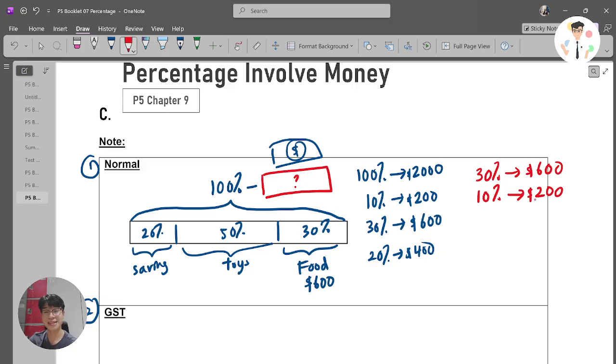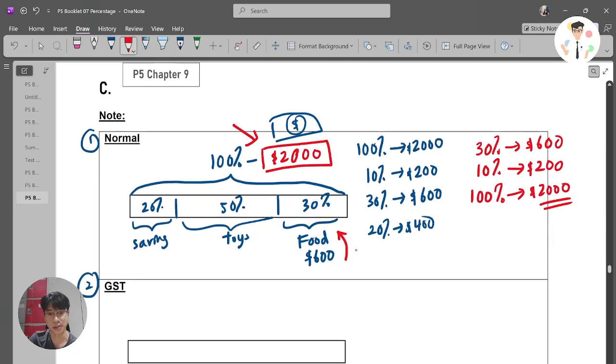If 10% is 200, what is the original amount of money, which is 100%? It will be 2,000. That's why here you can write 2,000. Do you get it? Again, it depends on what is the amount of money that I give you. Sometimes I might give you the amount of money that I have, or I give you the amount of food. Okay? That is for normal.